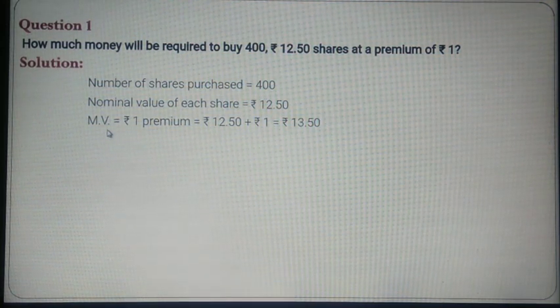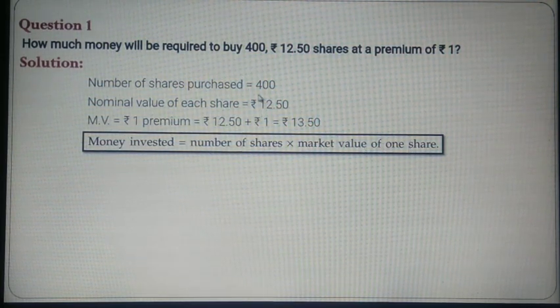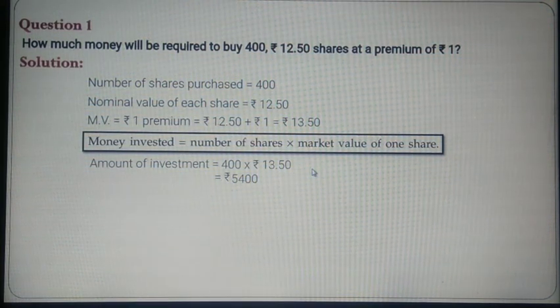Now with this, we know from the formula, if you have noted it down, that money invested is equal to number of shares into market value of one share. Number of shares is 400, right? So the amount invested is 400 into the market value of one share, 13.50. When we multiply these two, I'll get rupees 5,400. Okay, so pause the video to note down.